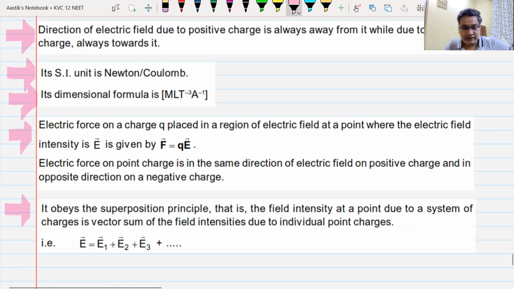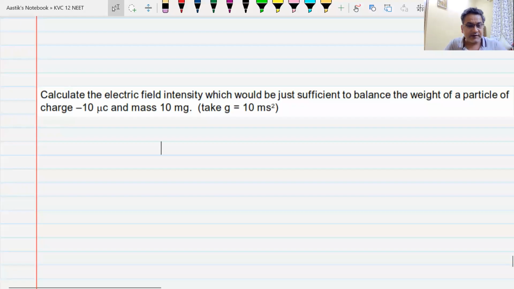Shall I give you one small question to end this class? This is the question, a very simple question. Calculate the electric field intensity which would be just sufficient to balance the weight of the particle whose charge is minus 10 microcoulomb. Remember microcoulomb. 1 coulomb is a very big charge. Minus 10 microcoulomb and mass 10 milligrams. I want to balance that. How much electric field should I apply?